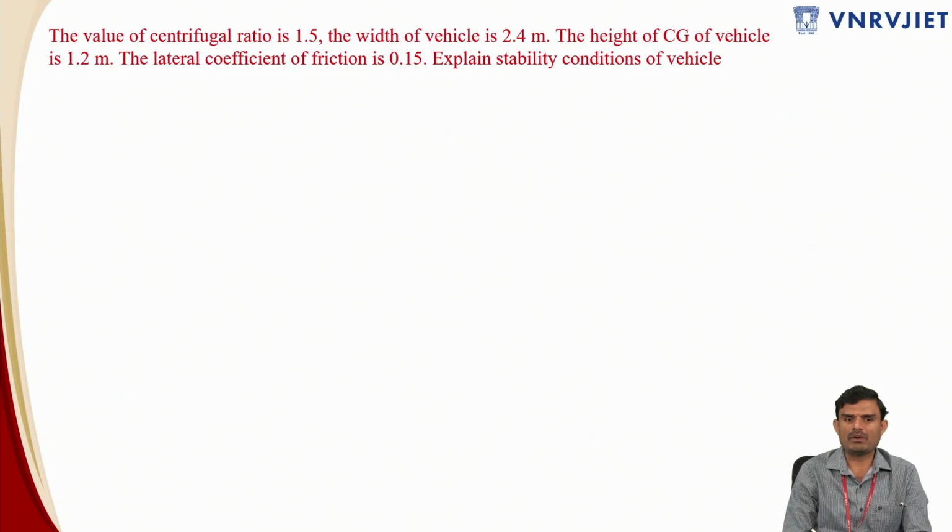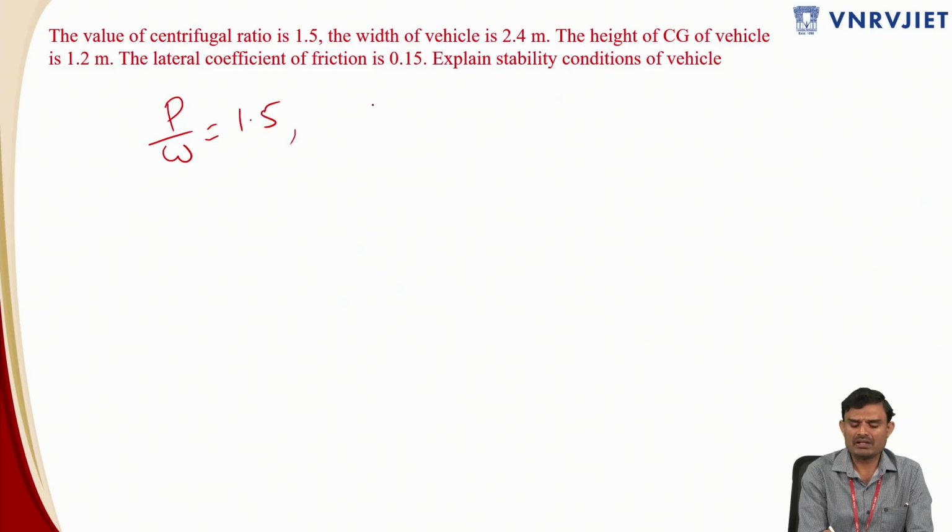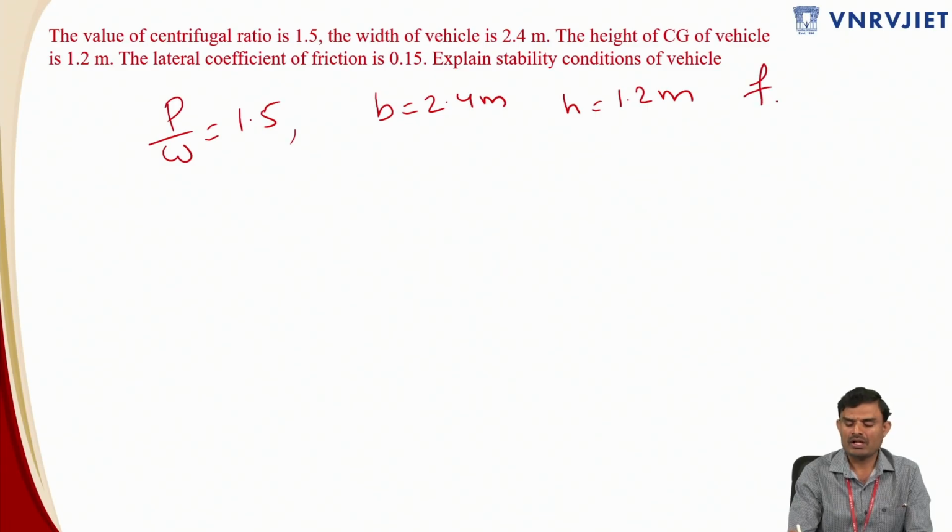So there is a small problem over here. Given over here, the value of the centrifugal ratio, which in our condition is P by W, is already given. Sometimes you have to calculate the value of P by W. So it is given as 1.5, and the width of the vehicle, which is W or B in this condition, is 2.4 meters. And the height of center of gravity of the vehicle, small h, is equal to 1.2 meters. These are the data which have been given over here. And FL, the lateral coefficient of friction, is given as 0.15.